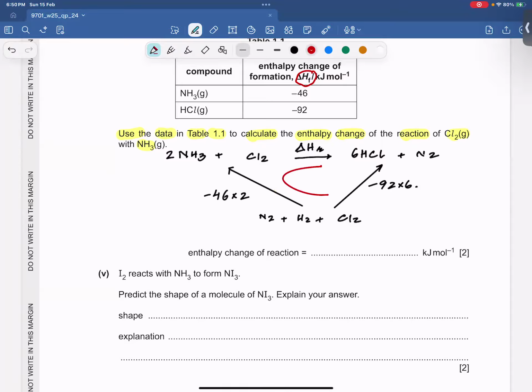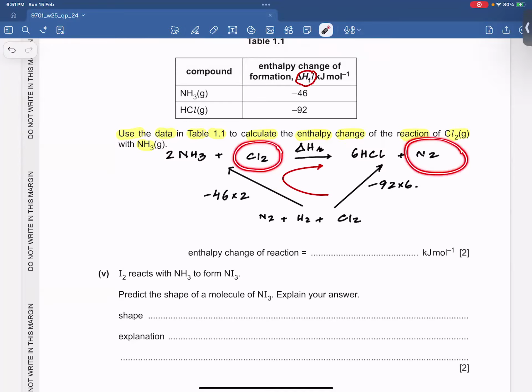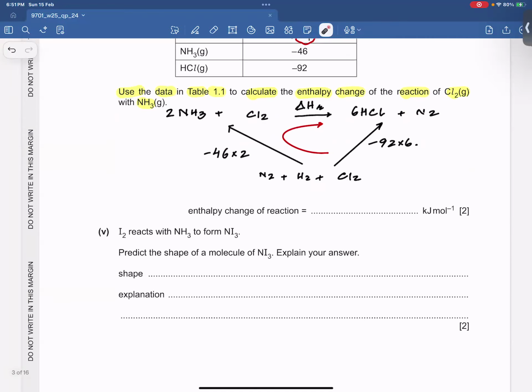We need to draw a clockwise arrow in the thermochemical Hess cycle. By the way, the standard enthalpy change of formation of a diatomic molecule is always 0, which is why the examiner hasn't given any value here for chlorine and nitrogen. So we need to ignore chlorine and nitrogen from our calculation. So these two values have to be positive and this value has to be negative, and we need to equate them with 0. So let me write it down.